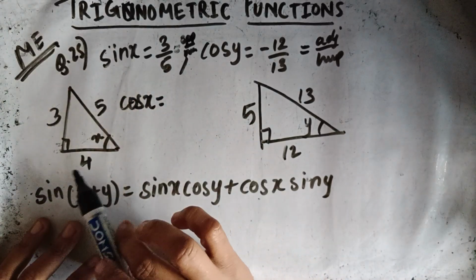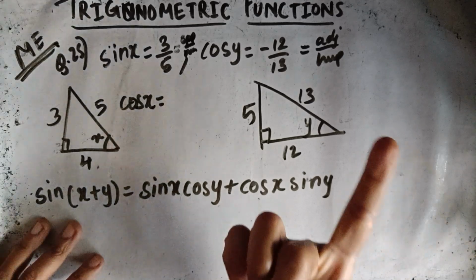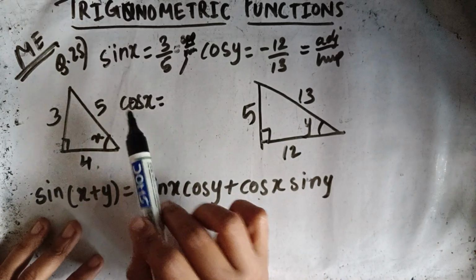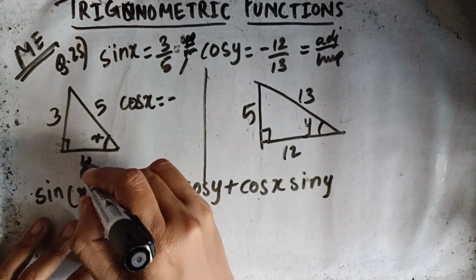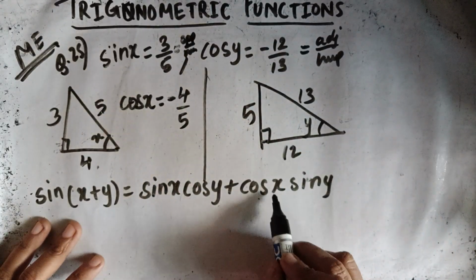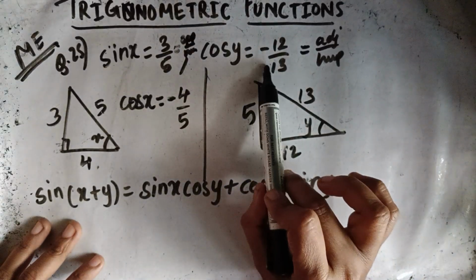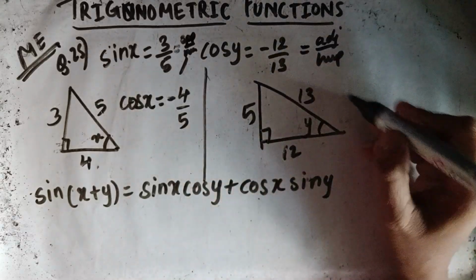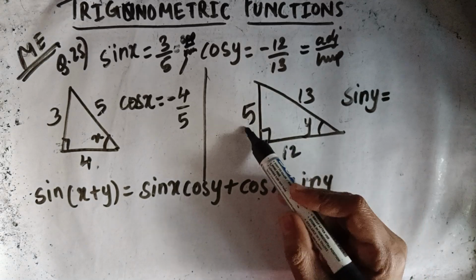Now remember that this is in the second quadrant. And in the second quadrant, sine and cosec are positive, rest all are negative. So cos of x will be a negative value in this. So this is minus 4 by 5. Cos of x we got, sine of y we have to find. So again, this is in the second quadrant, where sine is positive. So this will be positive, 5 by 13.